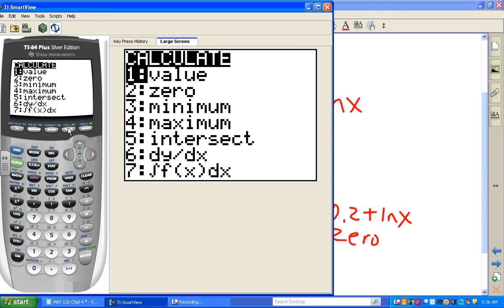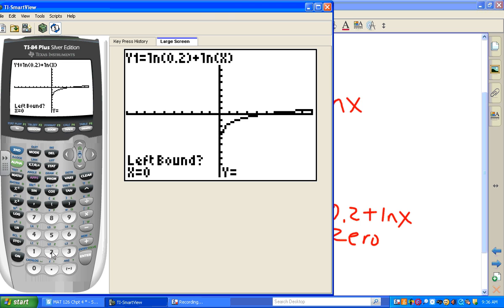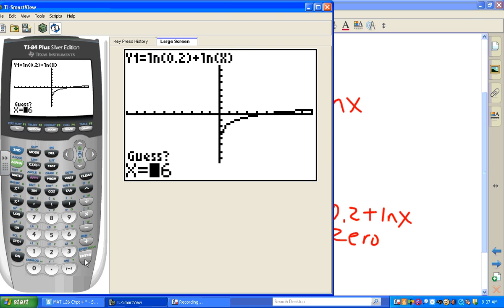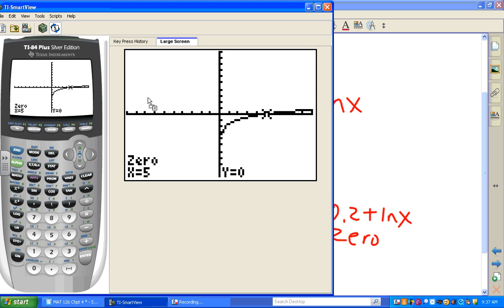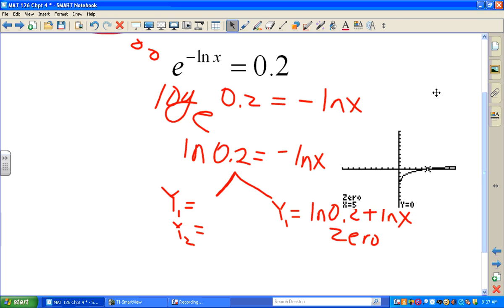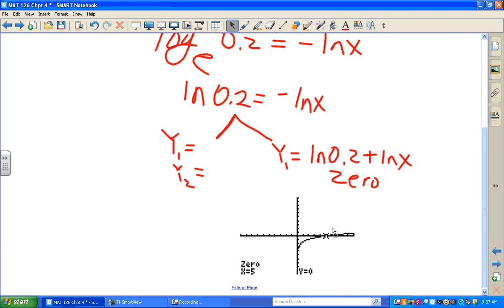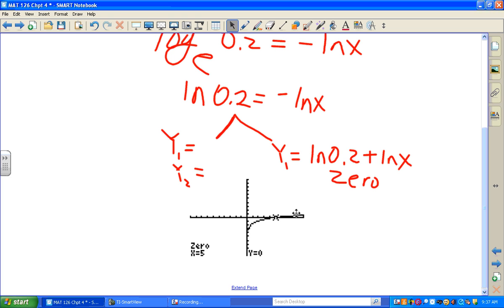So there's intersect. Second, calculate. I'm going to guess between 1 and 10, with a guess of 6. Oops. Quit. Delete. 5. Okay. I have one more question. 5 is the answer. Now, can I take the natural log of 5?